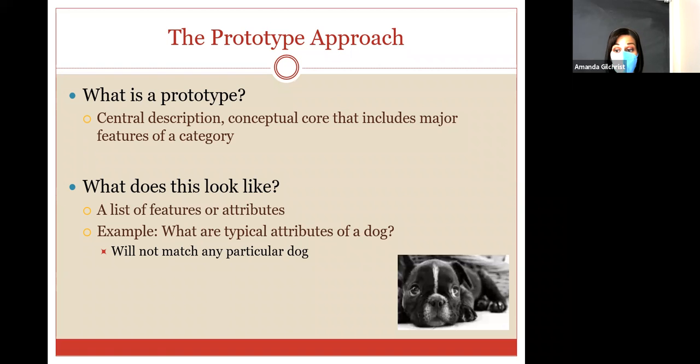Now, what you're going to do when you are listing these features, you're going to take the average. So we're going to look at an average dog with an average head size, with an average snout length, with an average ear length, and an average tail length. So here's the thing. Most dogs are not completely average. So what this means is that a prototype is never going to look like any particular dog.